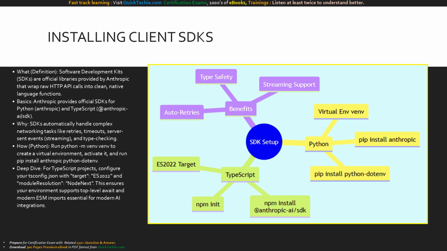This mind map breaks down your SDK setup paths. Branching to the top, we see the Python route emphasizing virtual environments and pip installations. Branching below is the TypeScript route, highlighting NPM package management and the crucial ES2022 compiler target. Both paths converge on the core benefits on the bottom right, getting automatic retries, strict type safety, and seamless streaming support right out of the box.